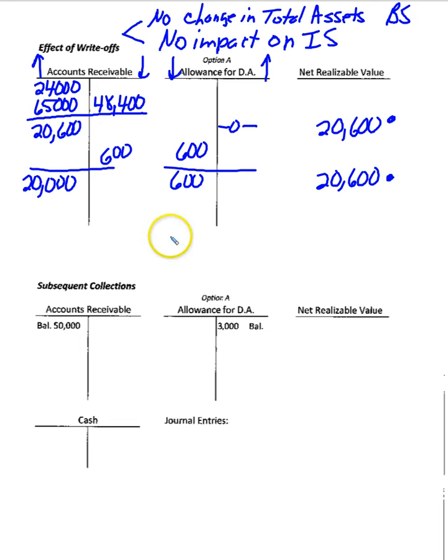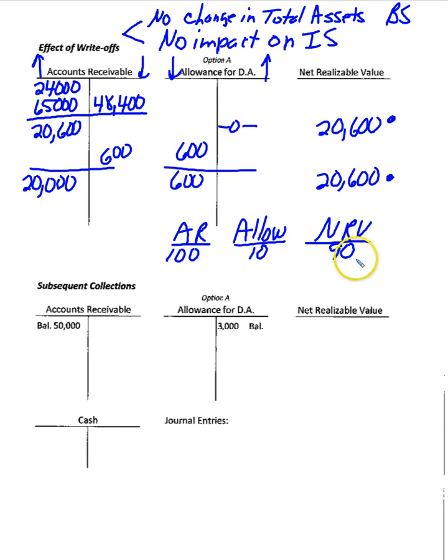That one's a little bit awkward. Let me do another little demo of this. Let's set it up this way. Let's do accounts receivable, let's do our allowance, and let's set up net realizable value. So let's do another one. Let's say that we have $100, 10, and so $90 net realizable value. So let's say we have that before a write-off.